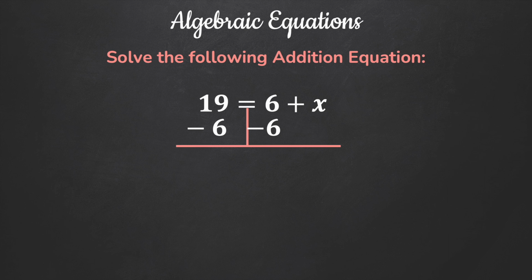Now, 19 minus 6 is equal to 13. We're going to bring down the equal sign. 6 minus 6 is going to cancel out because that's just 0. And then we're left with x on the right side. So this means that x is equal to 13 because 19 is equal to 6 plus 13, and that is true. So that's it.